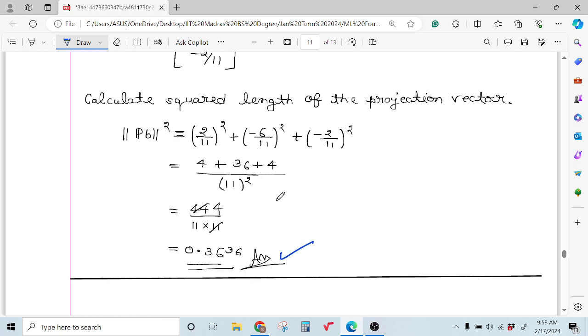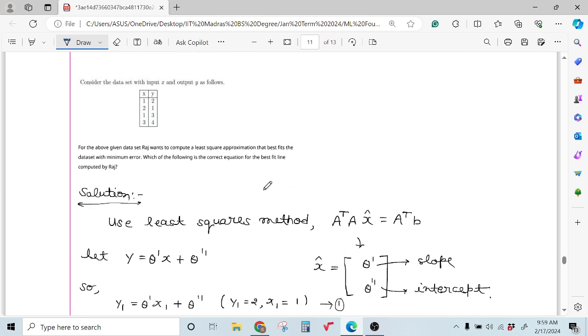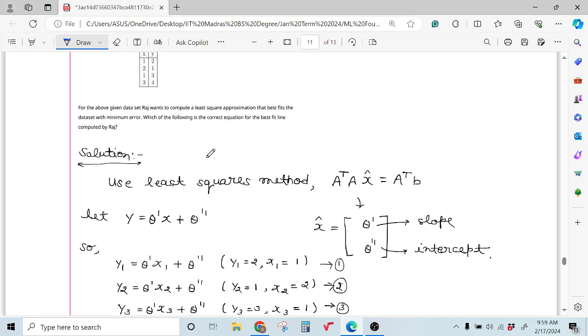Okay, so let us proceed with the next problem. Consider the data set with input X and output Y as follows. For the given data set, Raj wants to compute a least square approximation that best fits the data set with minimum error. Which of the following is the correct best fit line? We will use the least square method to solve this linear regression problem.